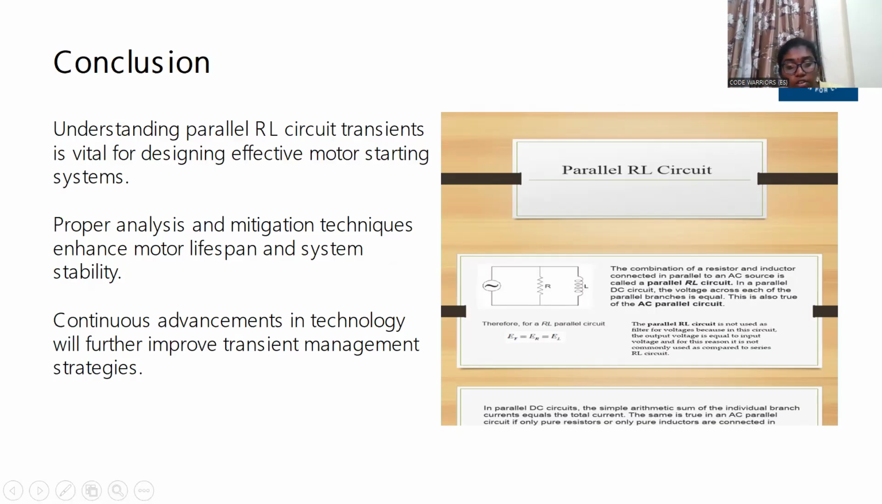Before ending, let us see the summary of all points we have discussed. To conclude, parallel RL circuits show transient behavior during motor starting. Inductors delay current rise. Time constant controls response speed. A proper design helps protect systems. Understanding transients is essential for safe and efficient motor operation.